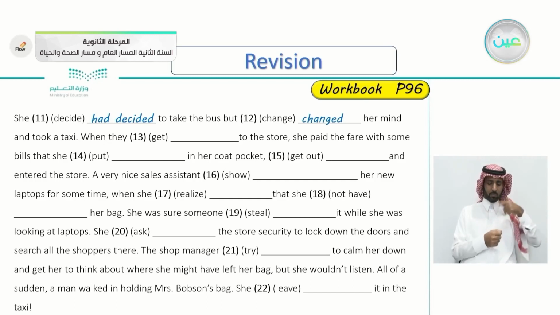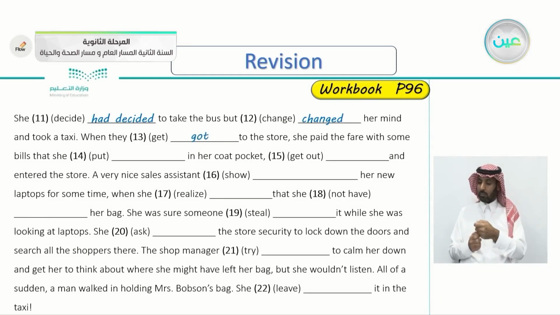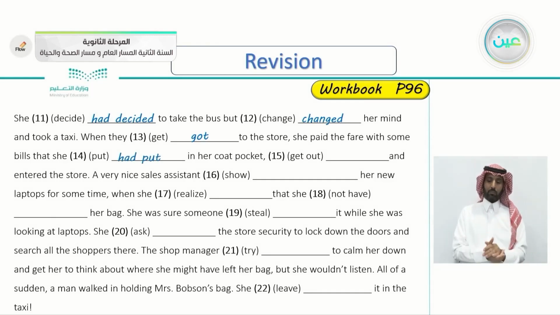When they, and the verb get, to the store. When they, very good, got to the store, she paid the fare. The fare means the money that she owes to the taxi. She paid the fare with some bills that she put in her coat pocket. So the verb put here, very good. She had put in her coat pocket. Get out and enter the store. Very good.